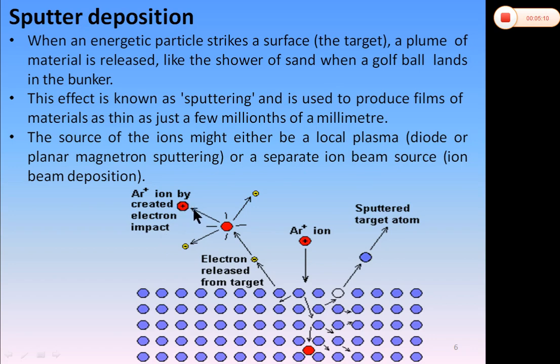In this picture you can see that argon ions are created by electron impact. Electrons strike the argon atoms and eject their electrons, converting them into cations. These cations will strike this surface and the impact will go down to the lower layers and eject out atoms, which are basically the sputtered atoms of the target material, right?